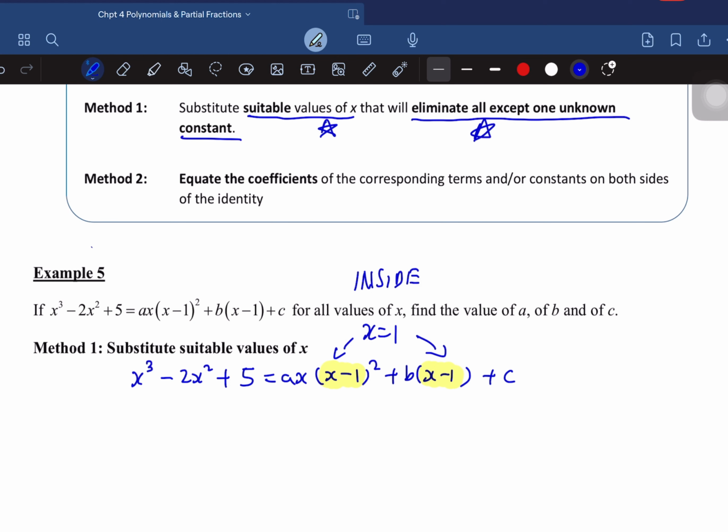So the first step will be let x equals to 1. So it will be 1 cubed minus 2 times 1 square plus 5 equals to c. So with this, my c value will be equals to 4.